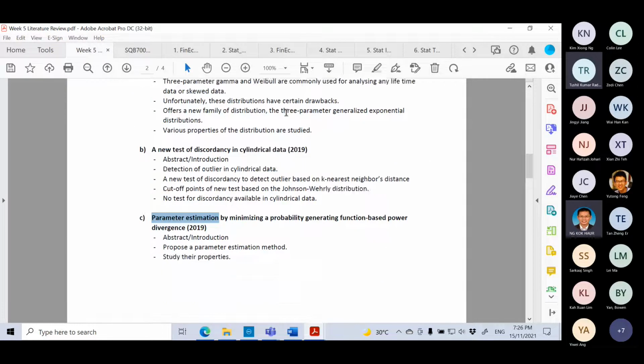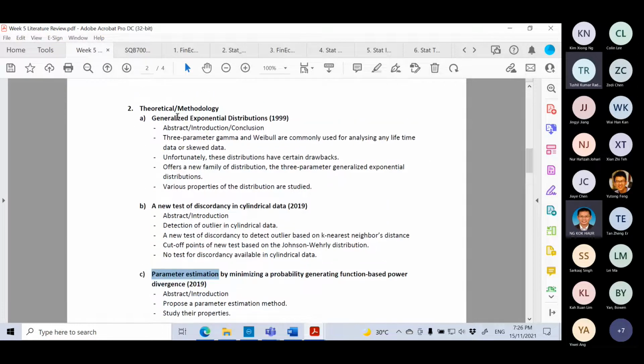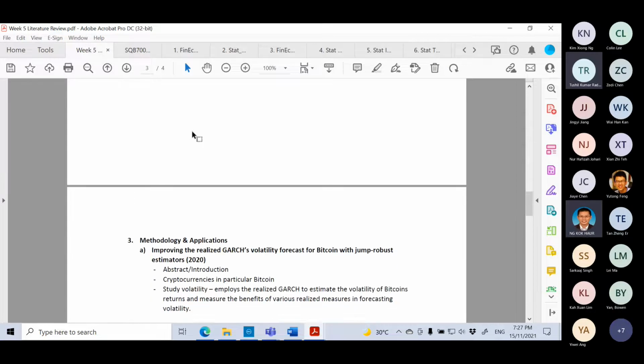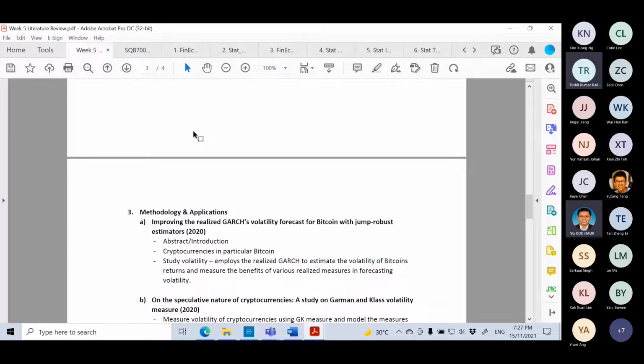Okay, so the second one I mentioned is more about the theoretical and the methodology. So we go through one more paper. The following one is where they propose methods together with the application. In this particular section, I have highlighted 4 papers. All 4 papers deal with finance work. Okay, it's a financial model.